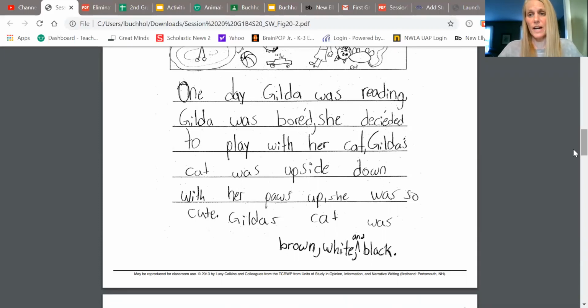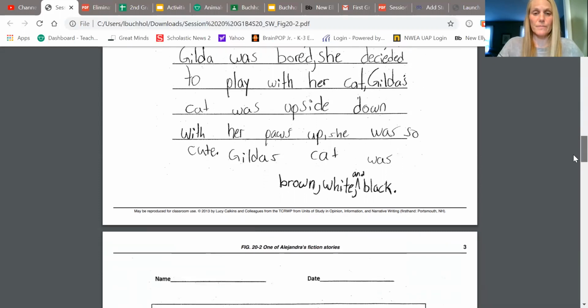Now, what if Alejandra ended her story here? The end. Would that be a real exciting story? I don't think so, because there's no problem. The problem really makes the story exciting. So thank goodness Alejandra didn't end the story here. She kept going and brought about a problem for the characters.